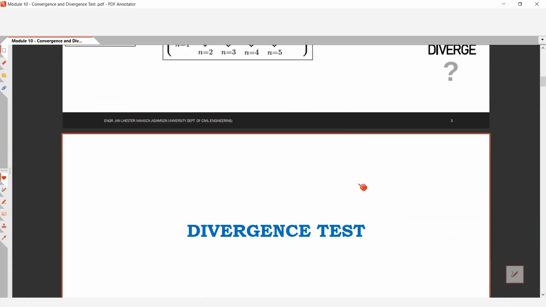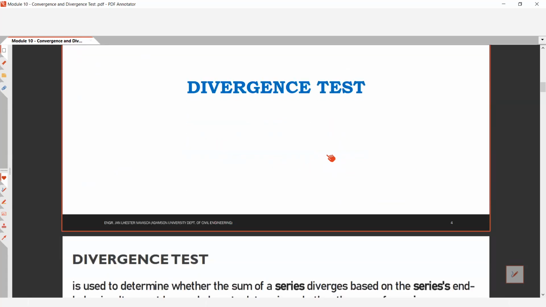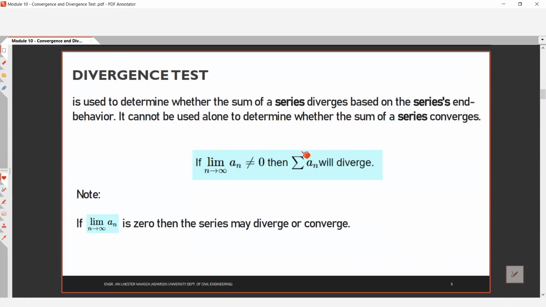The question is: is it converging or is it diverging? Here are the tests. Number one is the divergence test. In this test, you will find out if the series or the sequence is diverging. The divergence test is used to determine whether the series diverges based on the series' end behavior. Titingnan lang natin yung end behavior ng series. It cannot be used alone to determine whether the sum of the series converges, so it is only applicable for divergence. Diverging series lang.